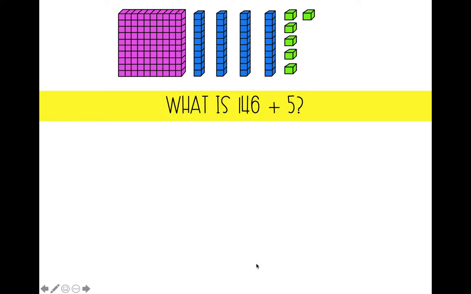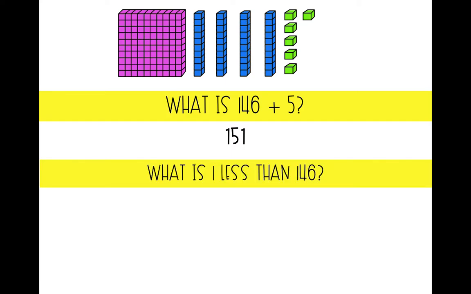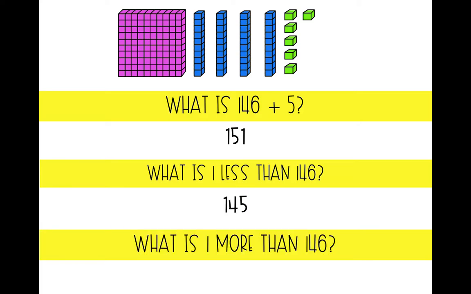What is 146 plus 5? That's one more than 146 plus 4. So 146 plus 5 equals 151. What is 1 less than 146? Very good, it's 145. What is 1 more than 146? Awesome, 147.